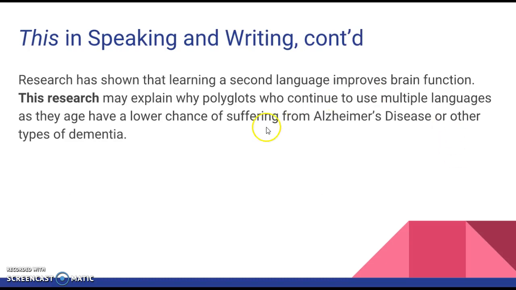If we look at this text again, there's a little change. Instead of this, we are using this research. So we can see that this is a demonstrative determiner here, but this phrase, this research, is again referring back to the previous idea, which is presented in this very first sentence.